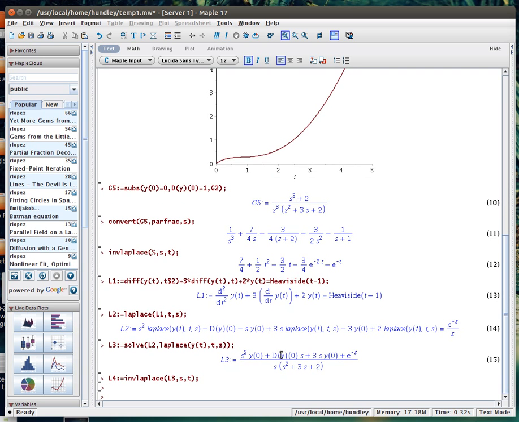And so we can solve that for the right hand side. And then let's, instead of doing the inverse Laplace transform right away, let's go ahead and take a look to see what that is.